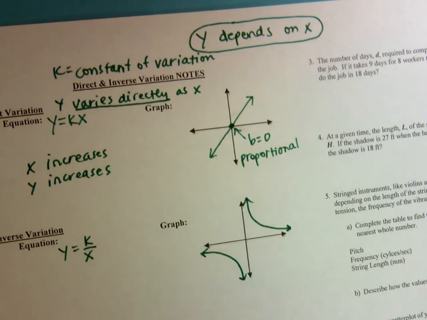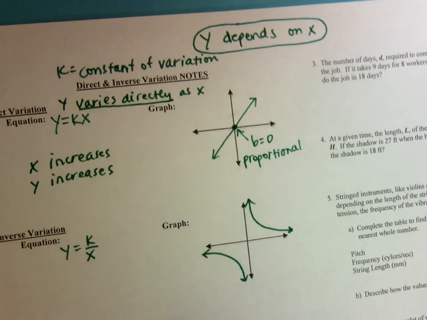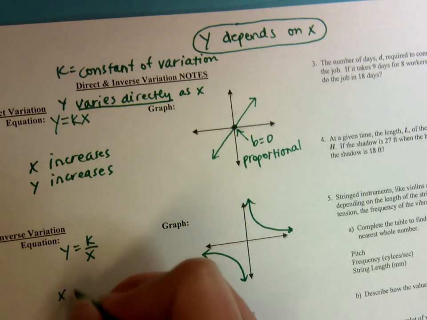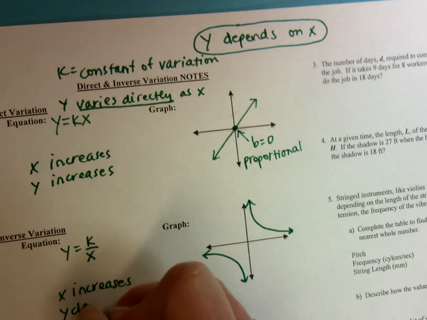Kind of looks like exponential. The difference between inverse and exponential is that inverse does not ever cross an axis, where the exponential crosses the y-axis, or can cross the y-axis. Inverse cannot. Inverse is not going to ever go through the origin, and it's never going to cross an axis. And with this one, the x increases and the y decreases.